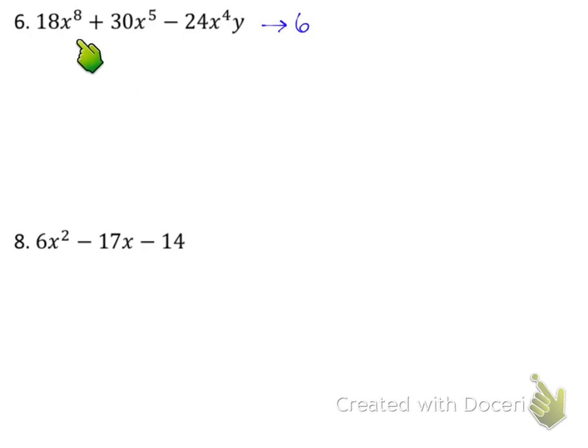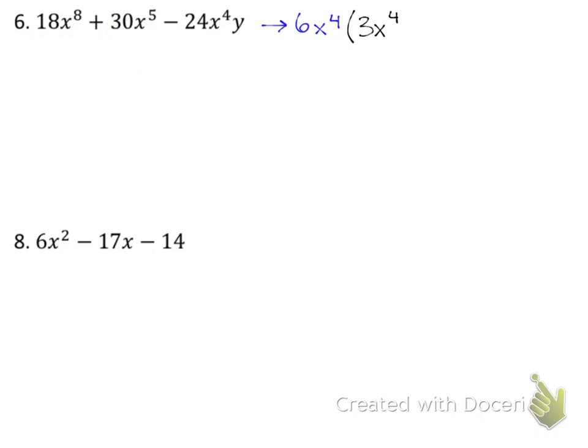And then if you look at the x's, the first one has x^8, the second one has x^5, and the last one has x^4. So that means they all have at least x^4 in common. So you can take that out as well. And then parentheses. From here you're going to go through, take each piece, divided by 6x^4. So 18 divided by 6, that's going to be 3. x^8, you took out x^4, that means you got x^4 left. And then you move on to the next part.